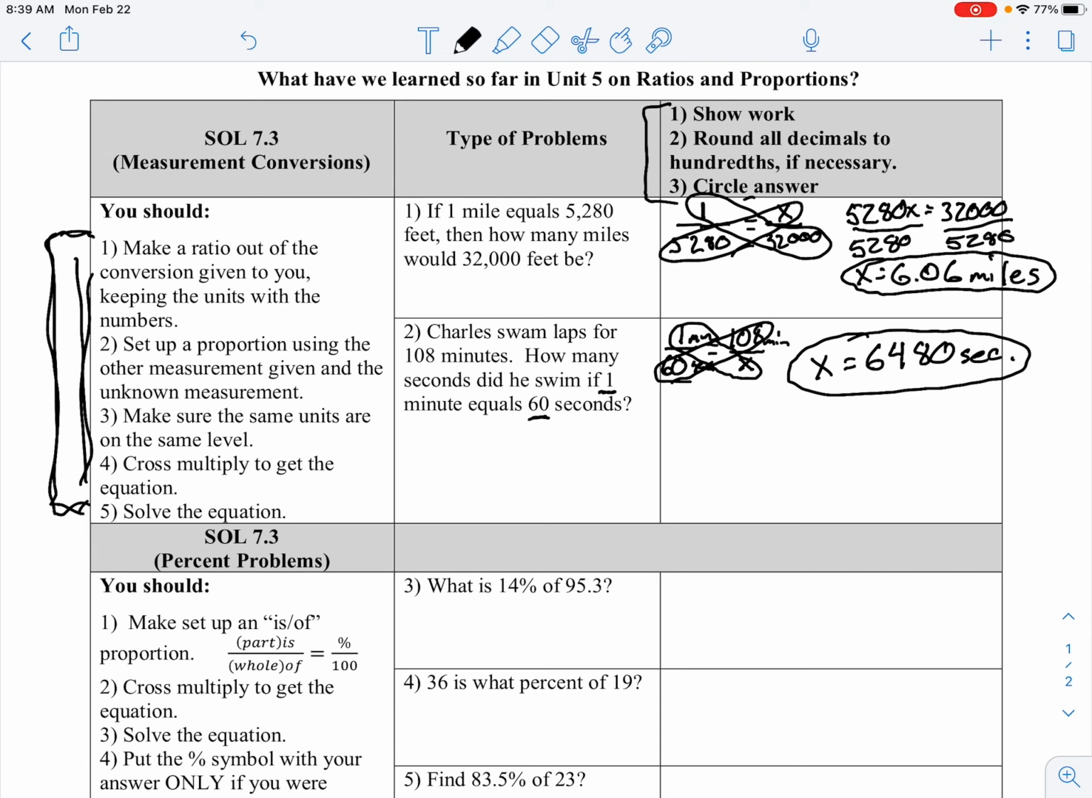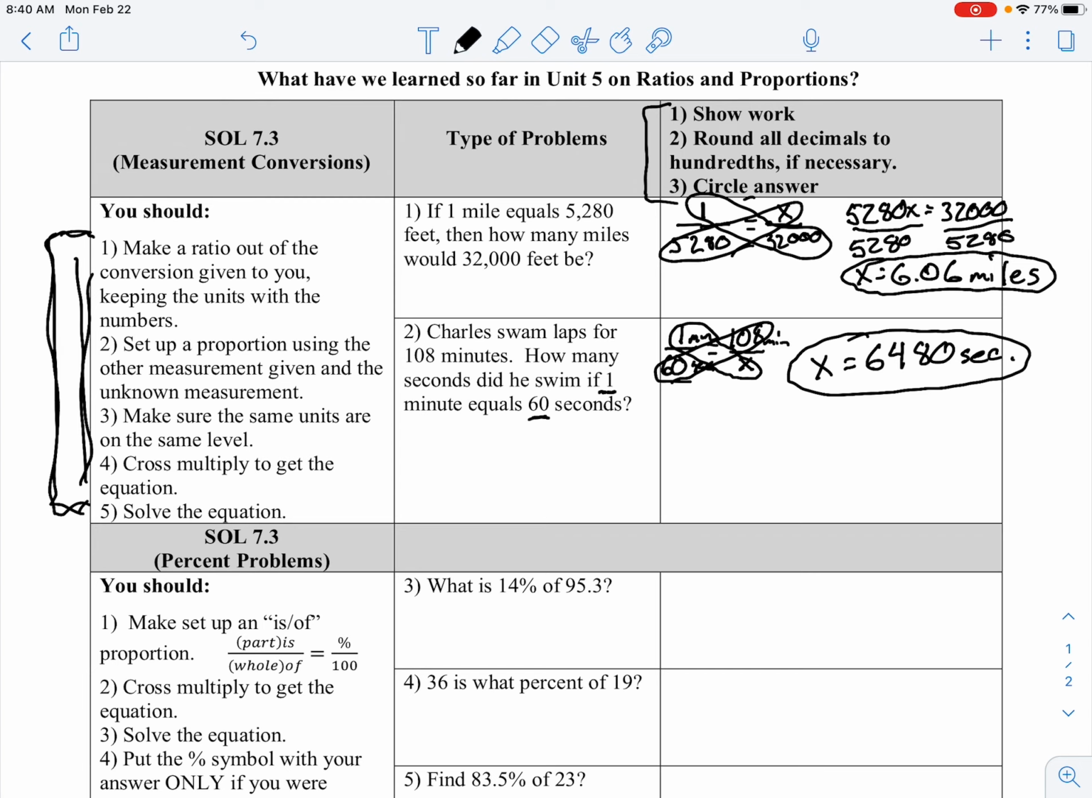It's not going to happen always, just like up top it didn't happen, right? So be sure that you're really careful about how you're setting up your ratios here. All right, so I forgot to remind us to pause before number 2, so I hope you did.